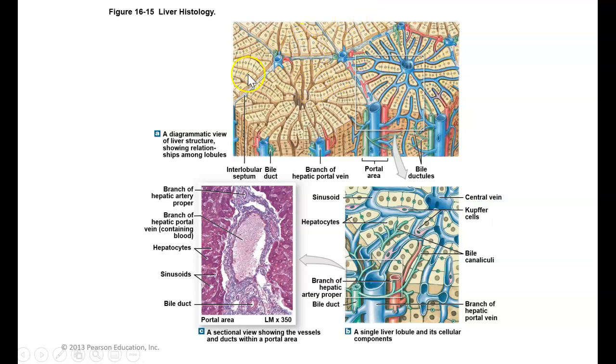So again, this whole structure here is a lobule. You can see the triad that exists. Here's a triad, here's a triad. Remember that the portal triad includes the hepatic artery branch, a hepatic portal vein branch, and then a bile duct. You can see the hepatocytes, you can see the sinusoids, and then you can see here the Kupffer cell. The function of those Kupffer cells is going to be to break down red blood cells.